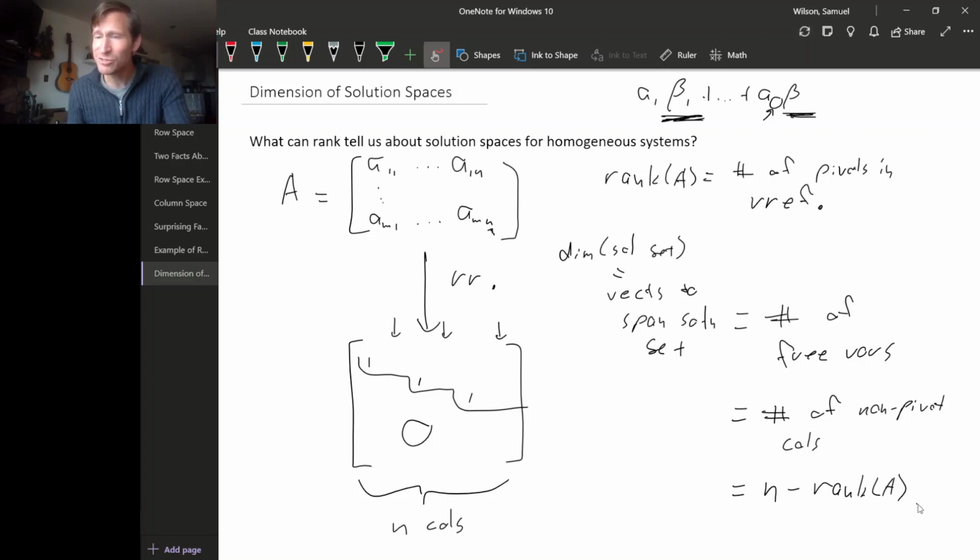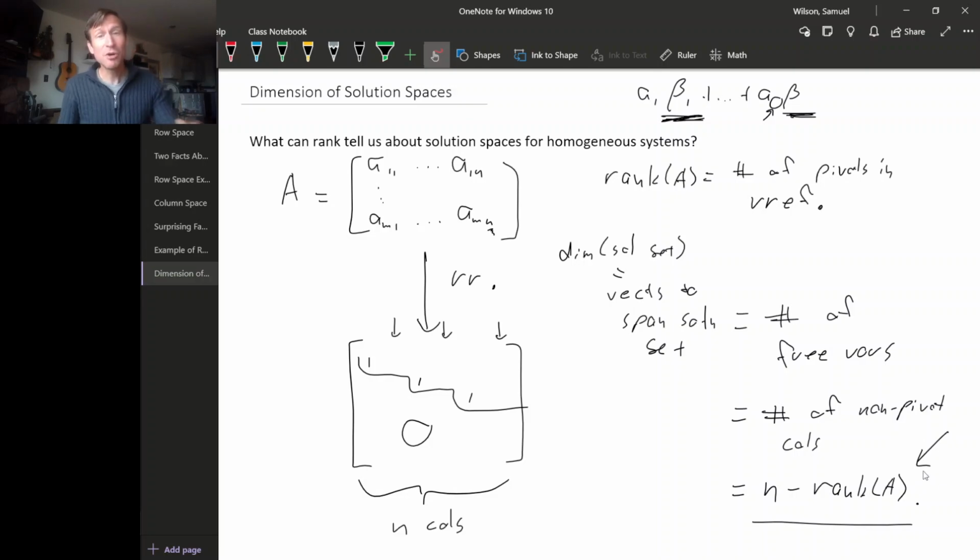So the size of the solution set is actually determined by the rank of the matrix. And this isn't obvious, really. Rank originally we defined as the dimension of the row space. It's not at all obvious that the collection of solutions to this system of equations has anything to do with the row space of this matrix. But in fact, the dimension of the solution space is just n minus the rank of the matrix. It's really this that makes rank important, just to give something away.